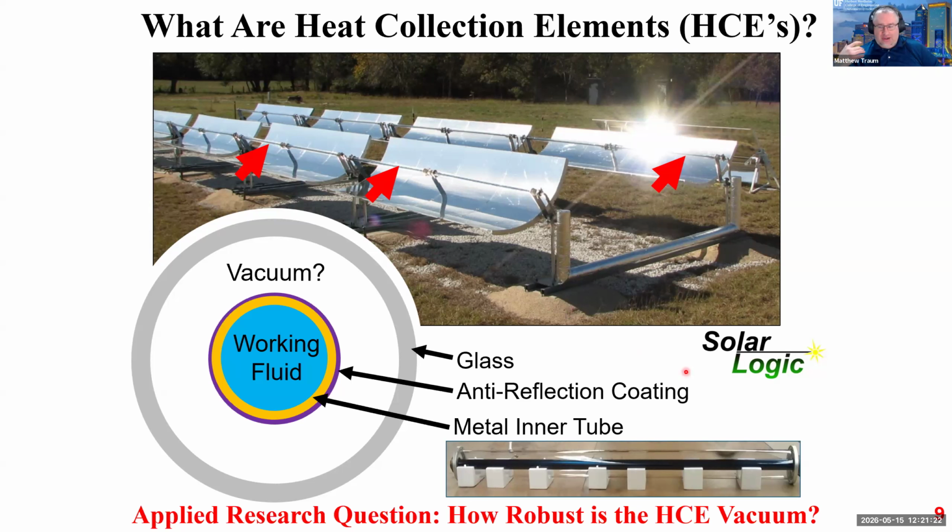So Solar Logic, in an attempt to try to save money, which companies do, right? They want to make money by saving money. They outsourced the manufacture of these heat collection elements to a manufacturer in Asia, and the heat collection elements were coming back. And they were not functioning correctly. They were not functioning nearly as well as the company had anticipated.